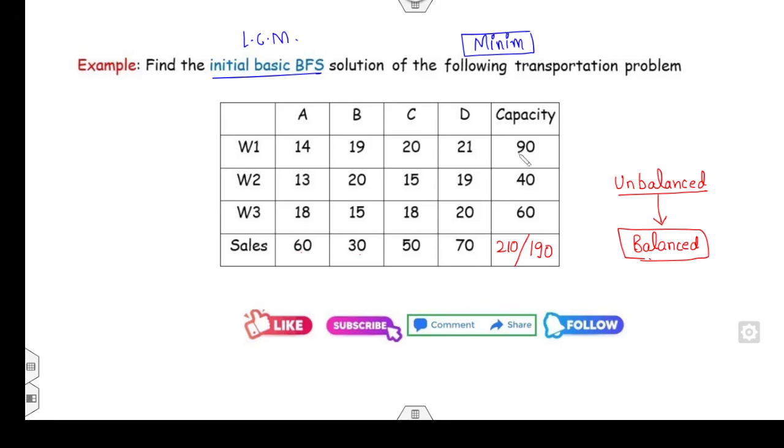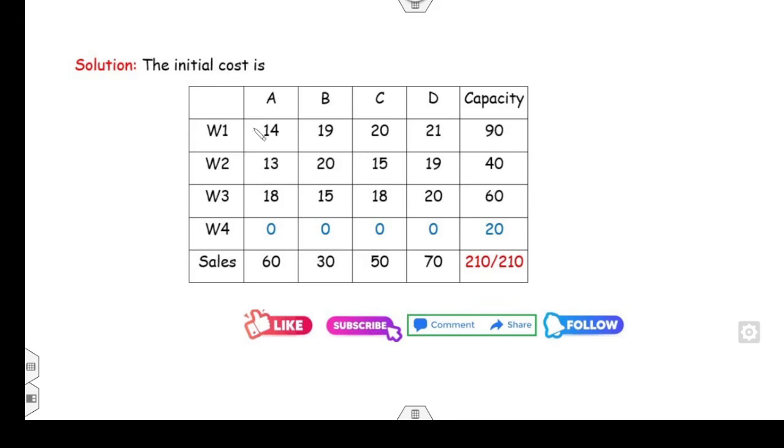How can you convert it? Because the capacity is less, I can add the new capacity, that is a W4, with the allocation. What is the difference between them? It is 20. Because my problem is minimization, and we all know cost value can never be negative, the minimum cost is my 0. So I can add the dummy row.